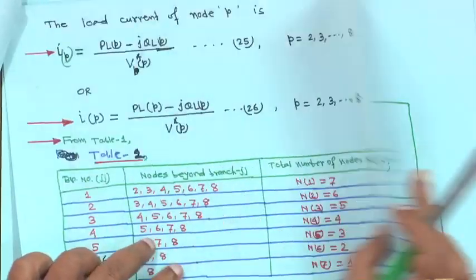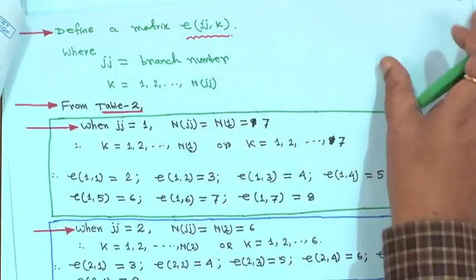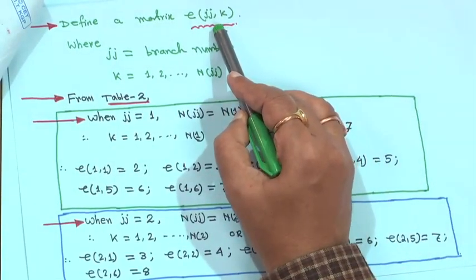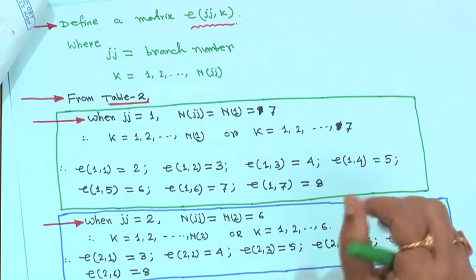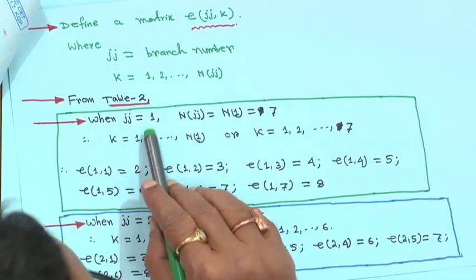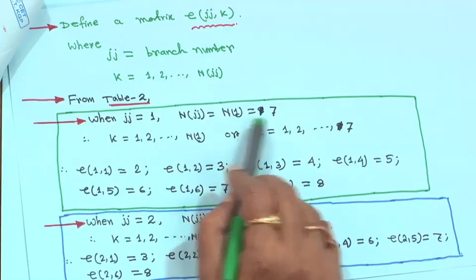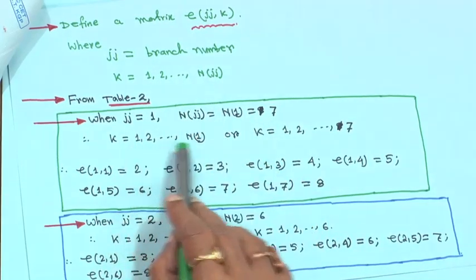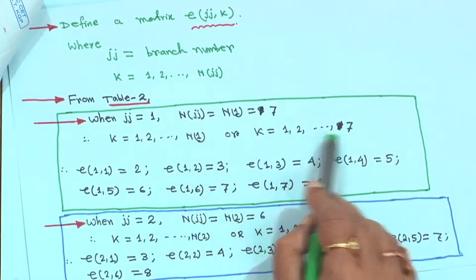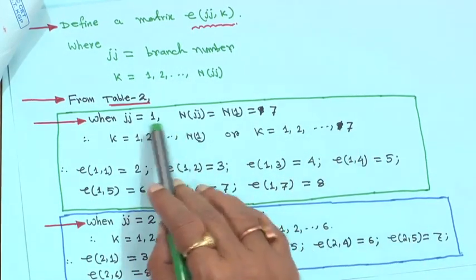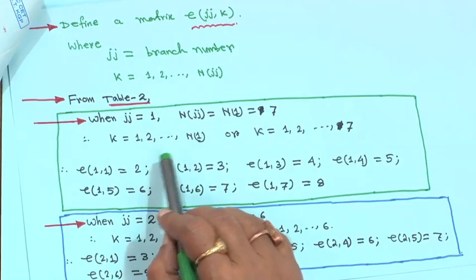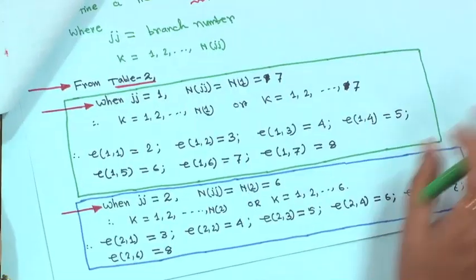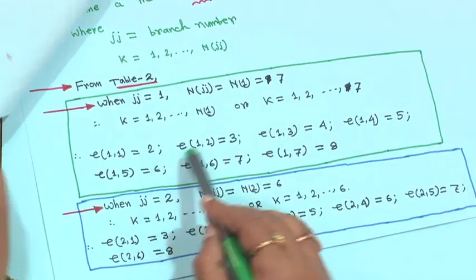I have taken this E(jj,k) matrix because if lateral branches are there, the same matrix E(jj,k) will be used and the data will be read automatically. So when jj is equal to 1, n_jj is n1, equal to 7, and therefore k runs from 1 to n_jj, that is, from 1 up to 7. That means when jj is equal to 1, it is E11, E12, E13, up to E17. You have to read this data, where E11 is equal to 2.